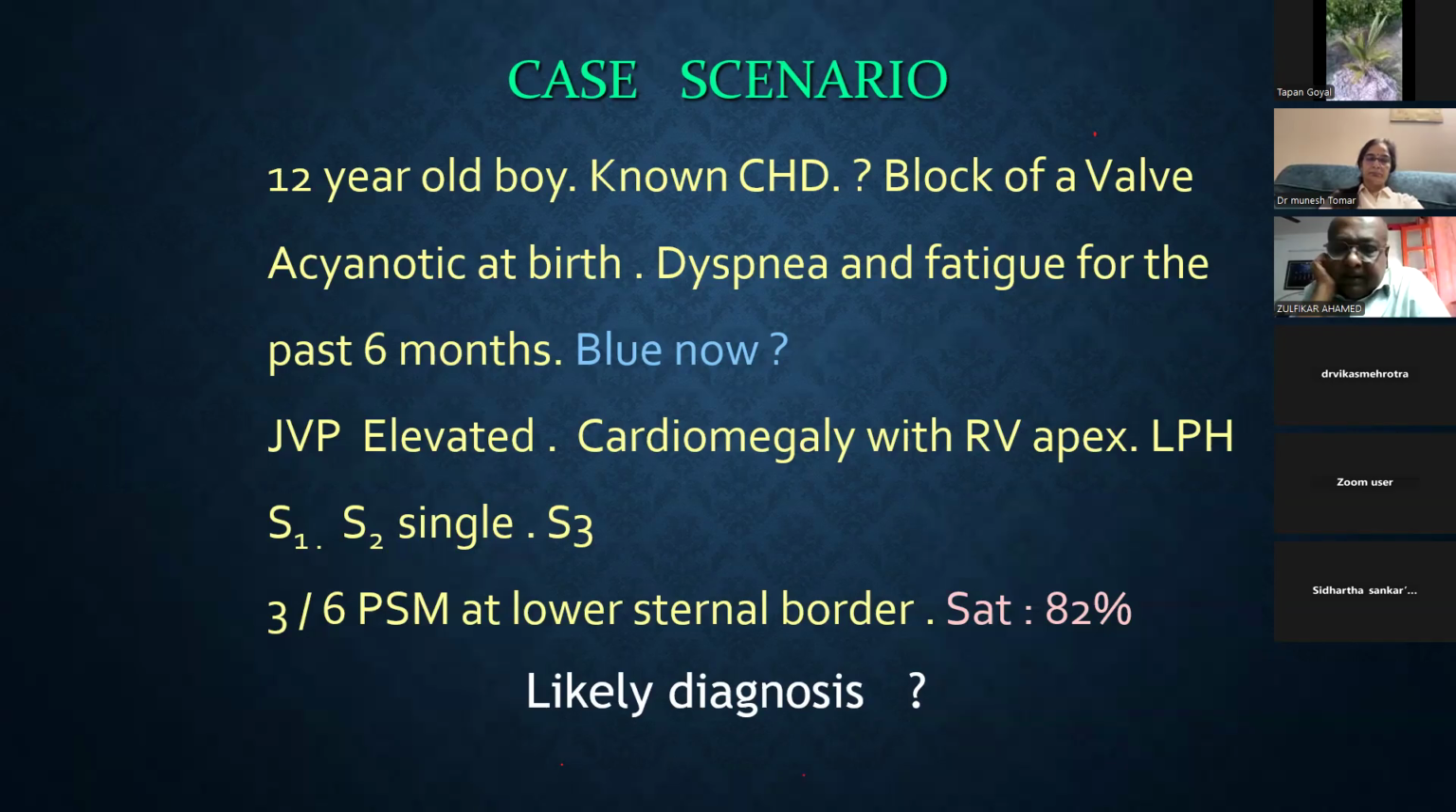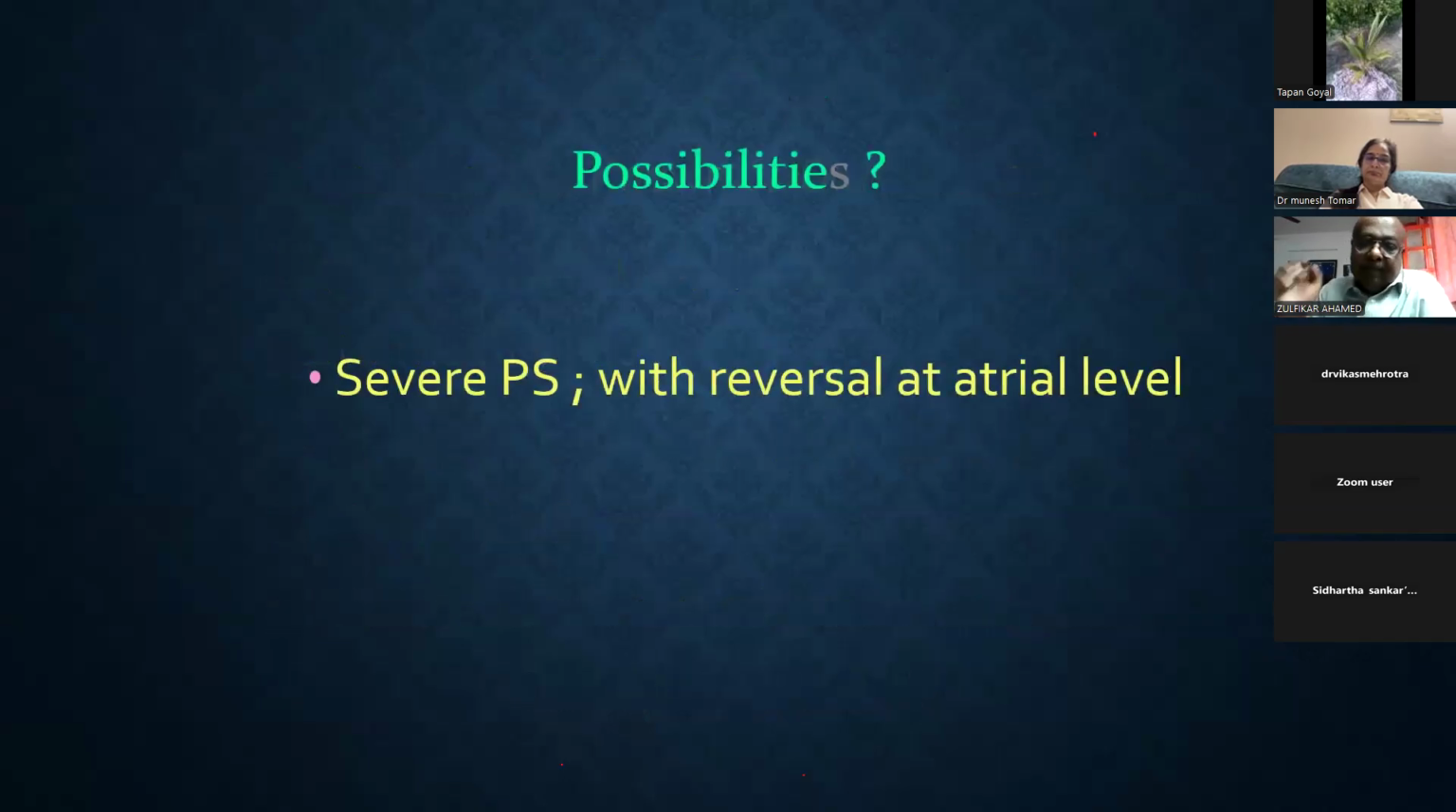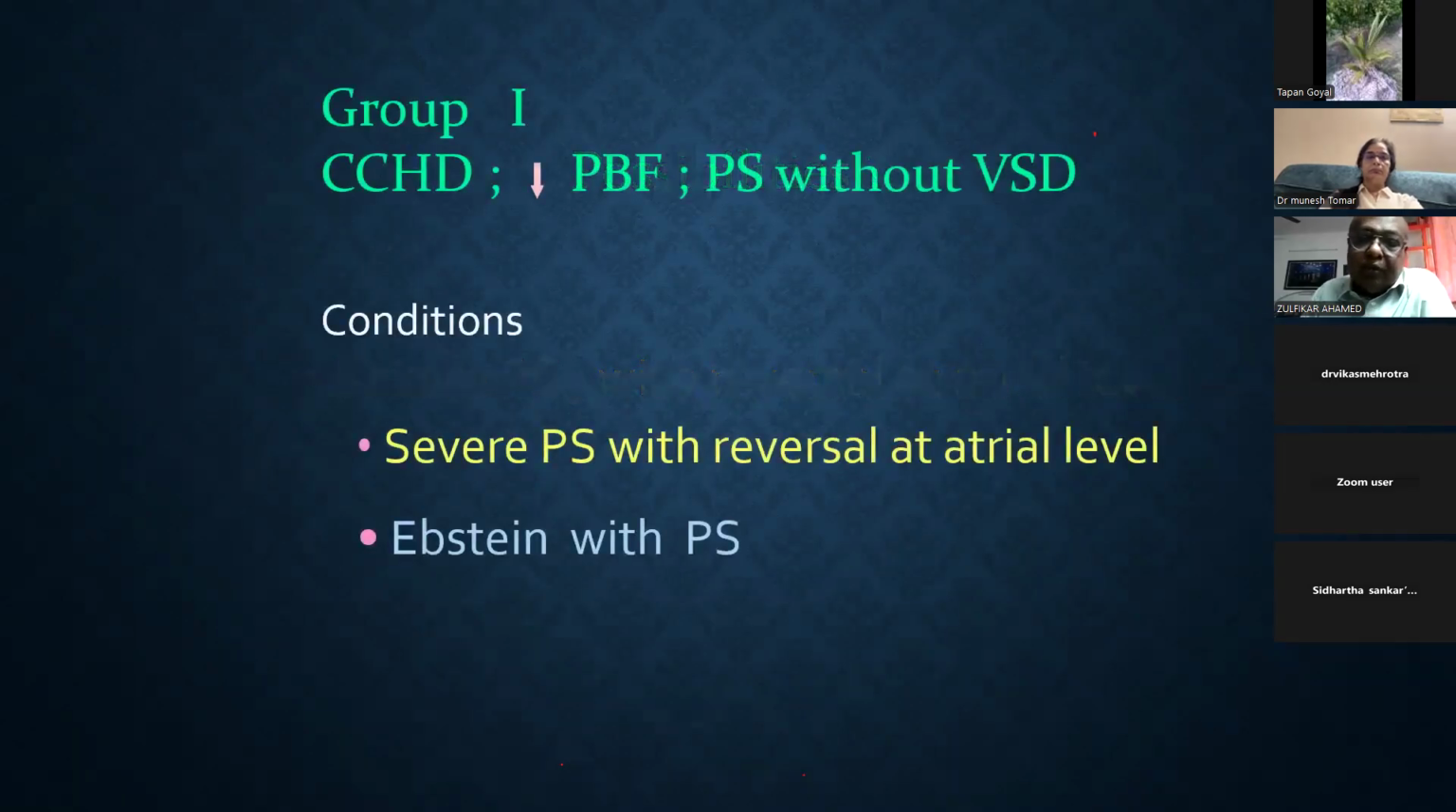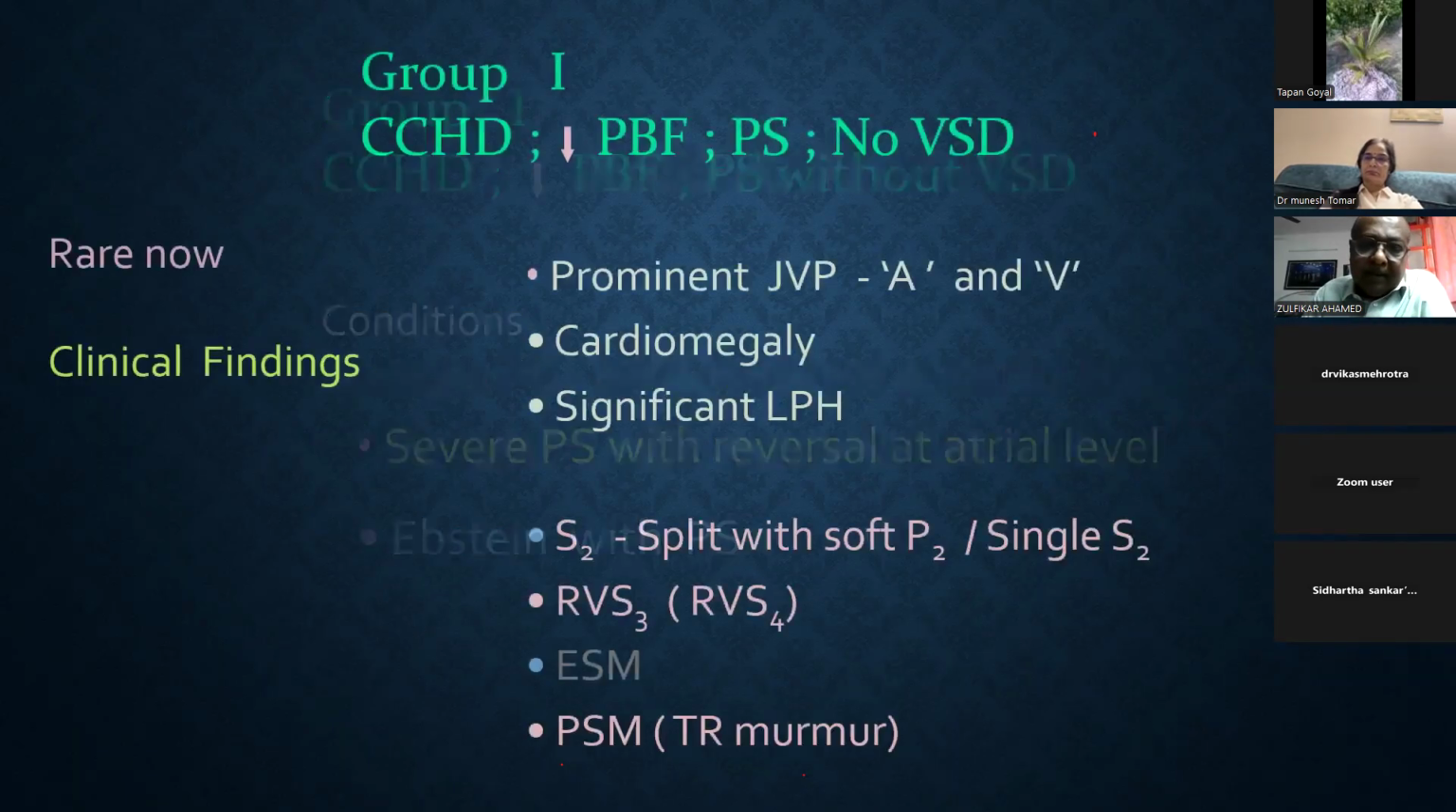So basically, this child did not start as having a cyanotic heart disease, but because of a block of a valve, has become cyanotic. So it must be a pulmonary stenosis which has developed a reversal of shunt at the atrial level, that is at the atrial septal defect, which is the one group of congenital cyanotic heart disease with reduced pulmonary blood flow without ventricular septal defect. Sometimes you can also have an Ebstein anomaly with pulmonary stenosis, which can also present with this particular kind of finding.